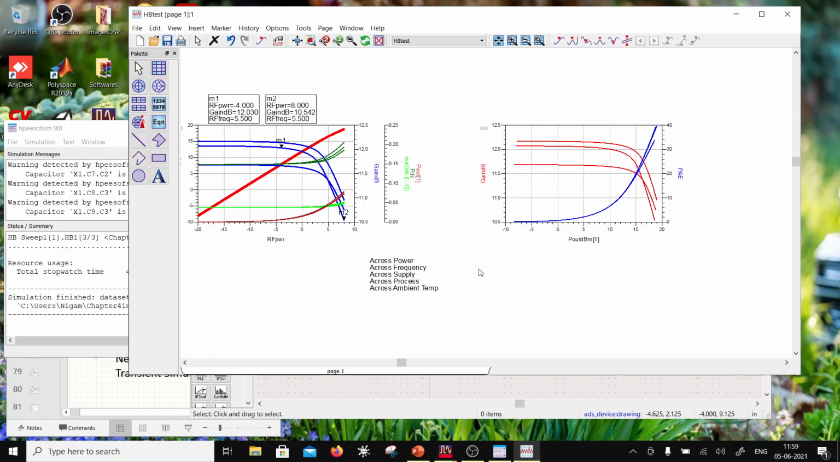So the design is not a bookish, childish design, which most of the graduates do in their university, right? I've seen PhDs also doing this over a year. They are just doing one frequency, but they are not looking across process, across ambient temperature and other things. That's not what you are supposed to do. You are supposed to see it across all these corners to have a successful PA design.